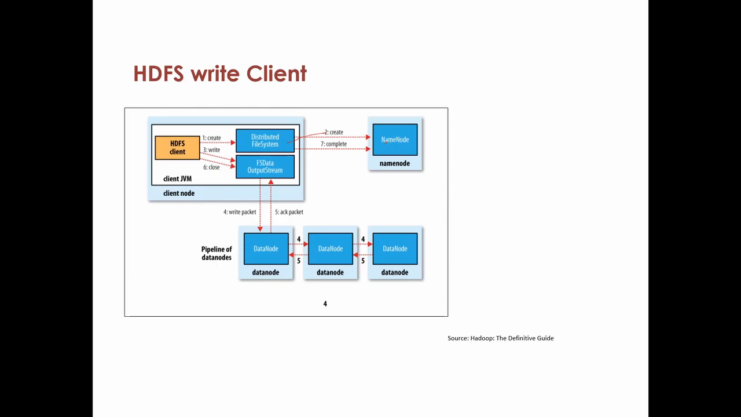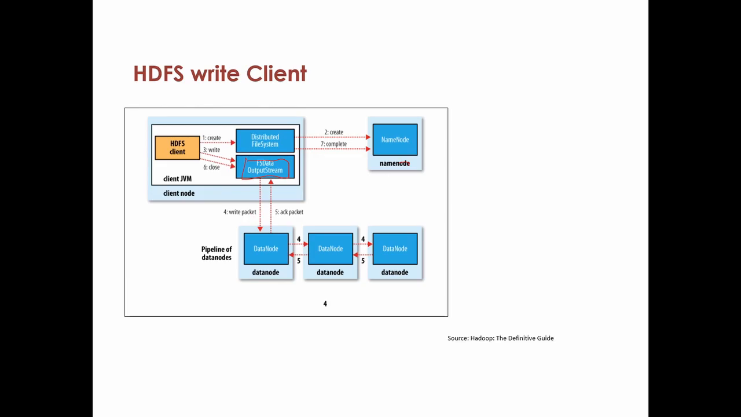Basically here what the name node does is it figures out a set of data nodes where the blocks can be written, and it sends the list of those data nodes back to the HDFS client. Now with that list, the HDFS client creates this FS data output stream object, and then it calls a write packet.